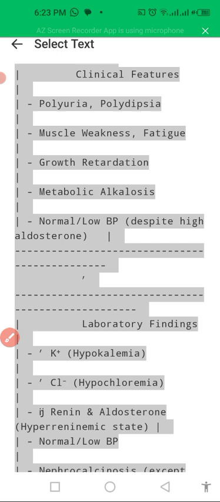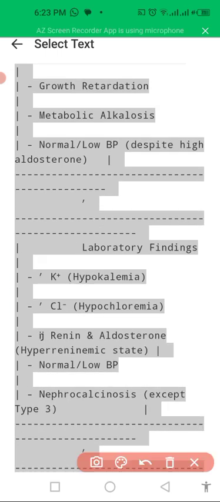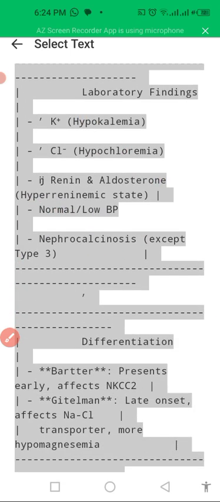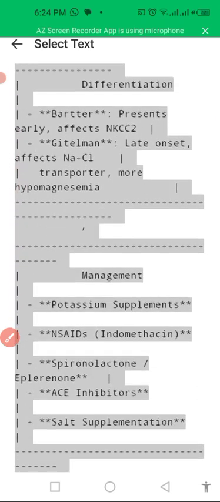The clinical findings of Bartter syndrome are that the patient will have hypokalemia, a low level of serum potassium, and hypochloremia. These ions will be decreased, and renin and aldosterone will be normal or low. There will be a hyperreninemic state, and nephrocalcinosis will be there in the patients. Now, how can we manage Bartter syndrome?